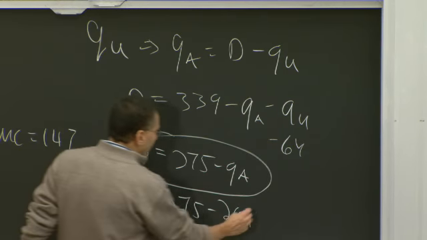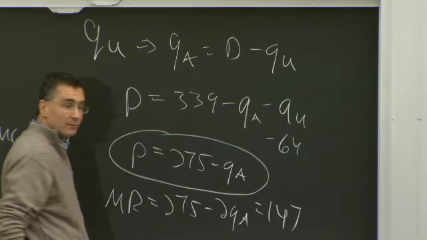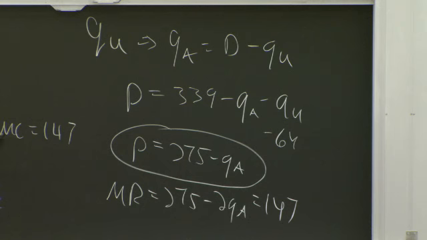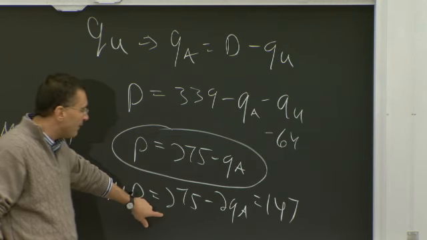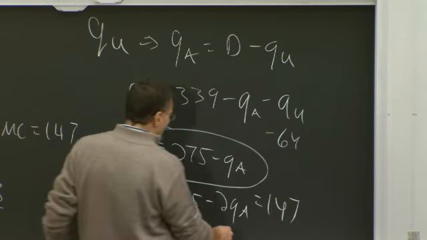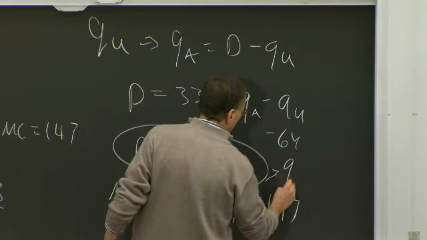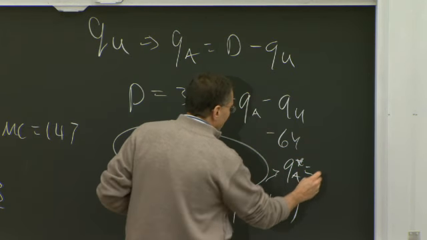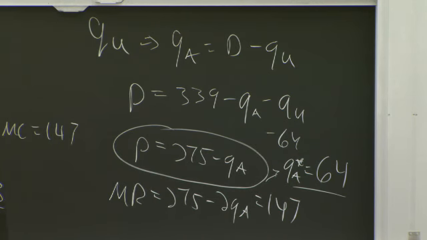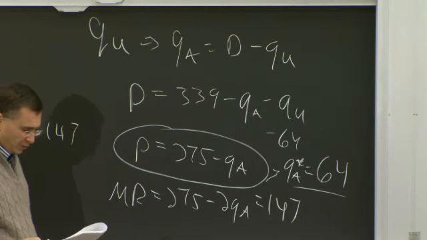My marginal cost is the same, which is 147. So instead of my optimization equation being 339 minus 2Q equals 147, now it's 275 minus 2QA equals 147. If I do that, I'm going to get a QA star of 64,000 flights. Look, if I was a monopolist, I would have delivered 96,000 flights. But given that United is delivering 64,000, it's going to be optimal for me to also deliver 64,000.